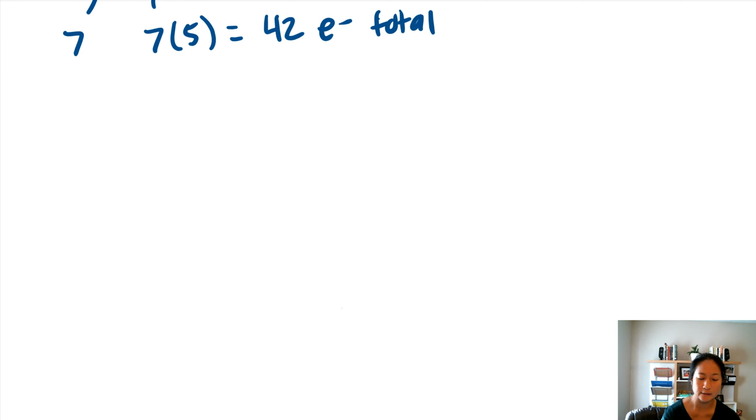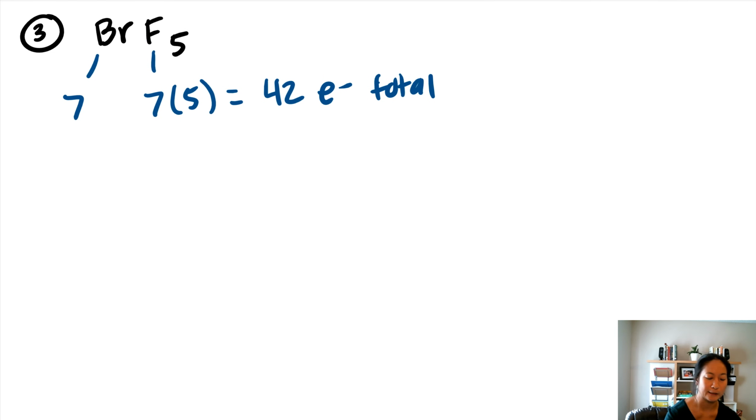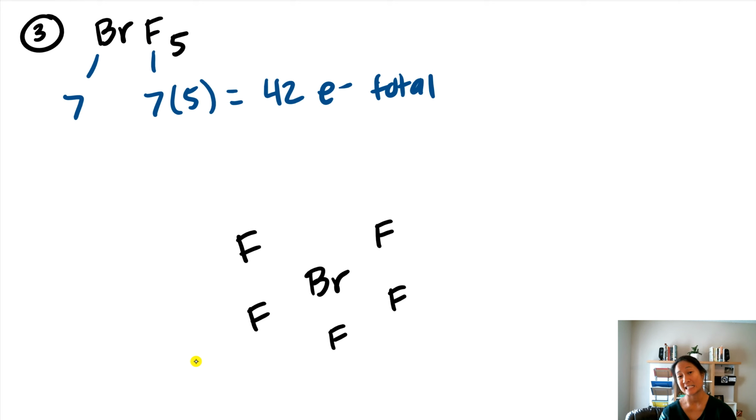You start with the least electronegative atom. That's going to be your bromine. And then 5 fluorines around it. 1, 2, 3, 4, 5. Next step. Single bonds from the bromine to the fluorines.